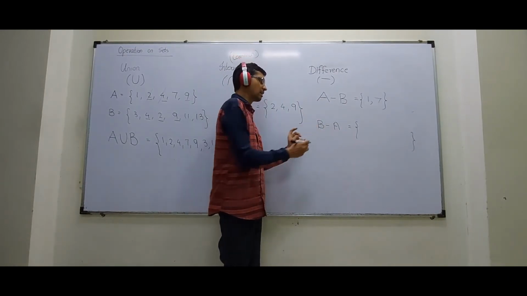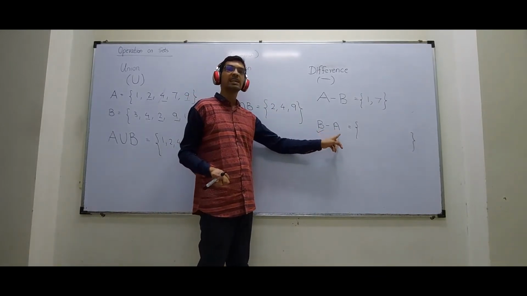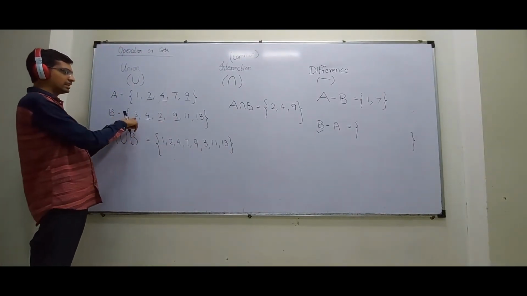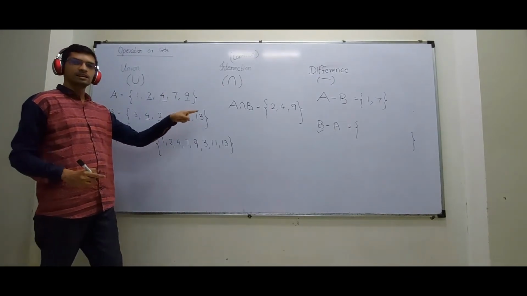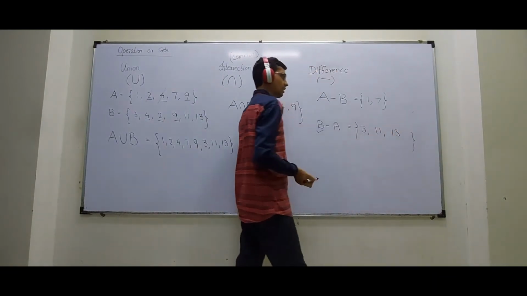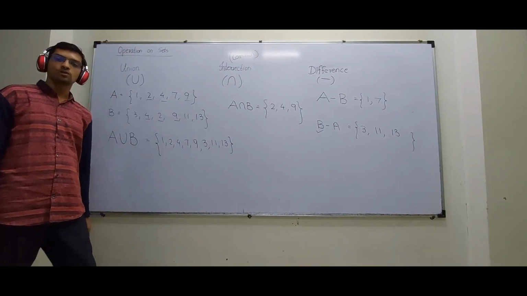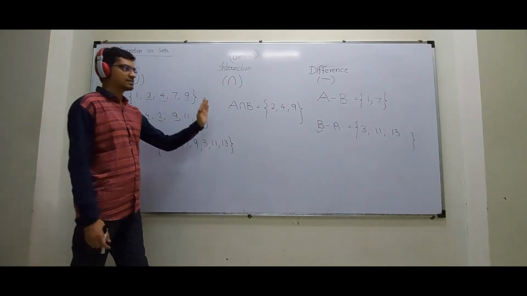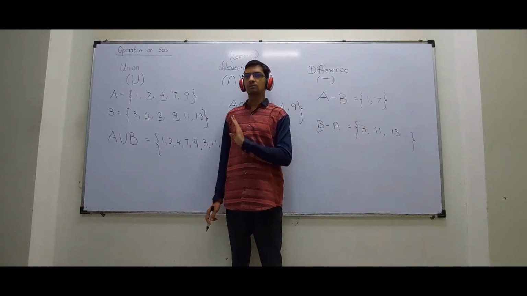Now B minus A. B minus A means all elements of B which are not in A. So all the elements of B that are not in A. So 3, and 11, 13. So 3, 11, 13. Understood? From here we can say that A minus B is not equal to B minus A. Understood? Union, intersection and difference. Clear everybody? Okay.